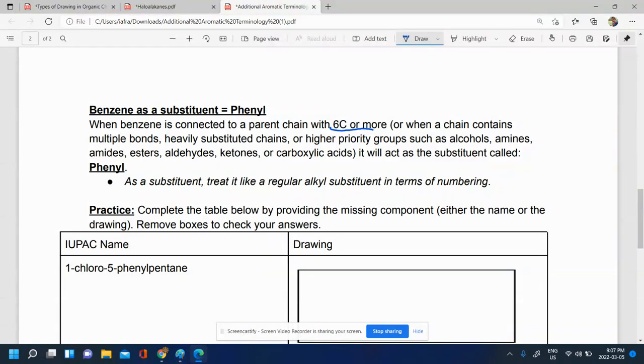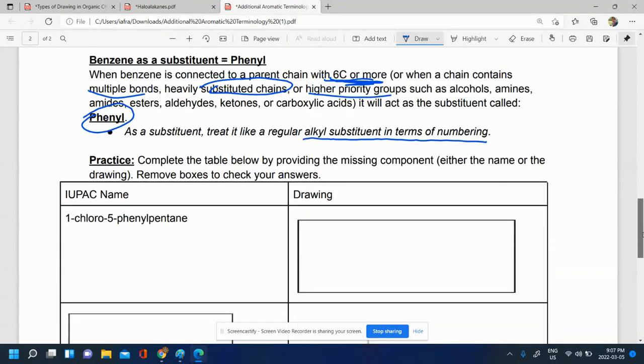So when you have a lot of substituents on a chain, when your chain is 6 carbons or more, when you have multiple bonds or higher priority groups, then you're going to have it as a substituent. When benzene is a substituent, it is called phenyl. And when it's a substituent, you treat it like a regular alkyl substituent in terms of numbering based on the alphabetical order and priorities.